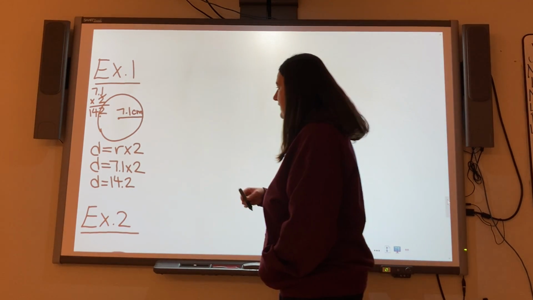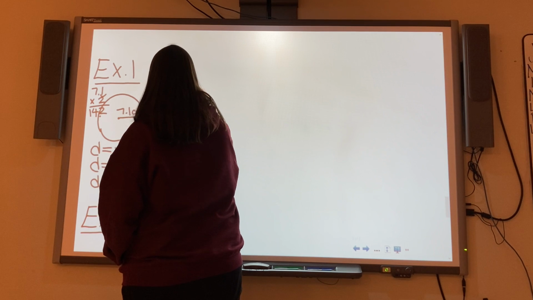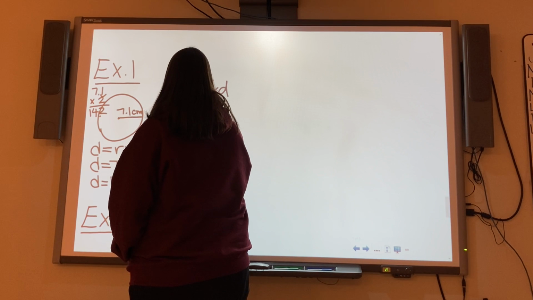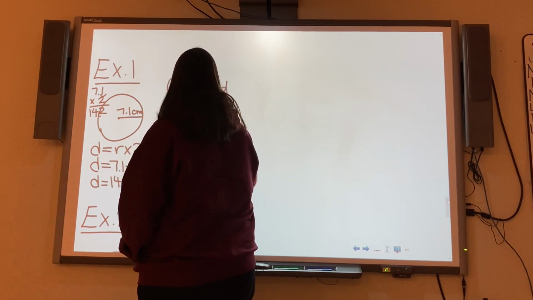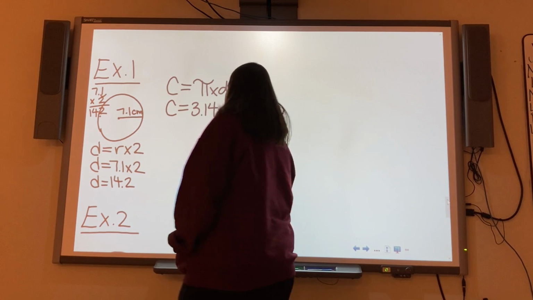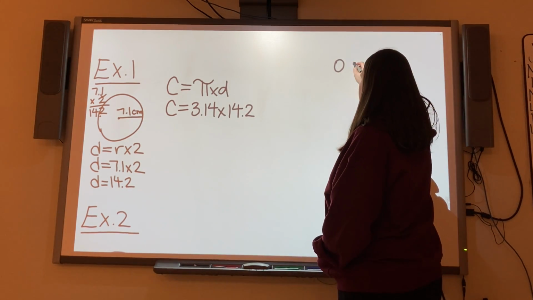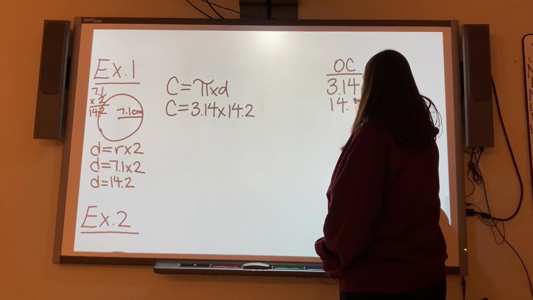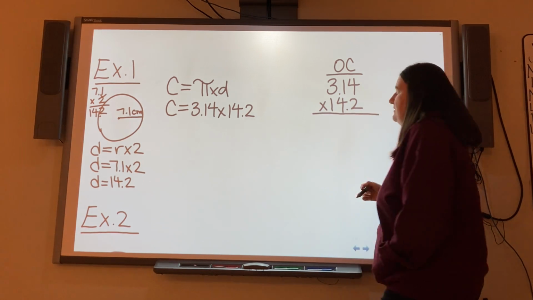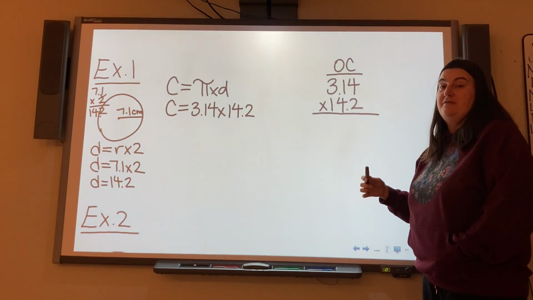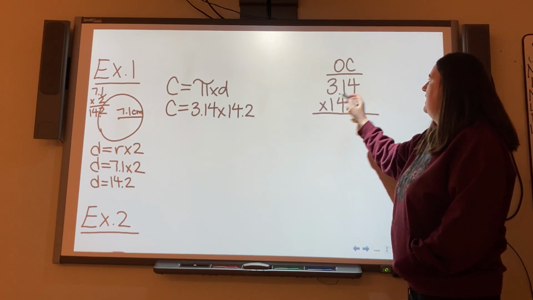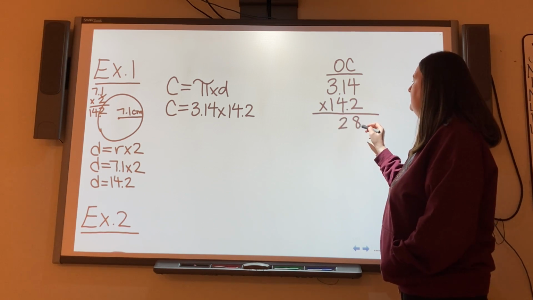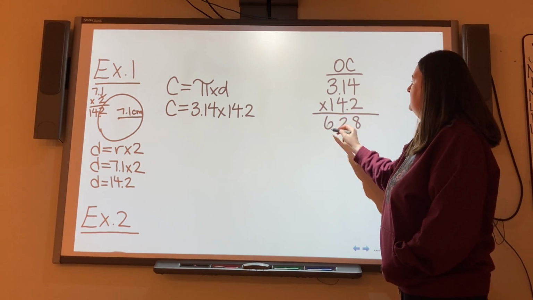Okay, so now that I have the diameter, I can do my circumference, pi times d. Circumference 3.14 times 14.2. So now I do an outside calculation. So you take your 3.14 and your 14.2. This time it doesn't matter which one you put on top and which one you put on the bottom because they both have 3 digits. So 2 times 4 is 8. 2 times 1 is 2. 2 times 3 is 6.